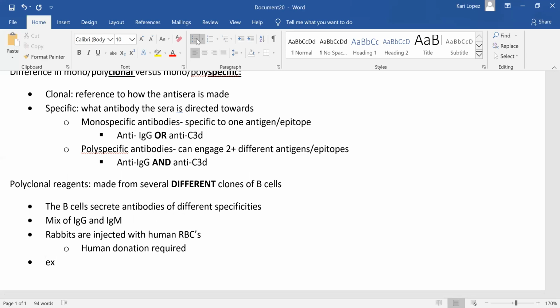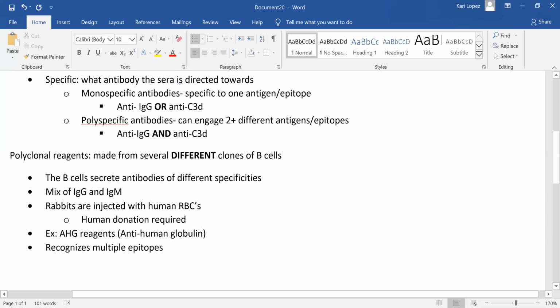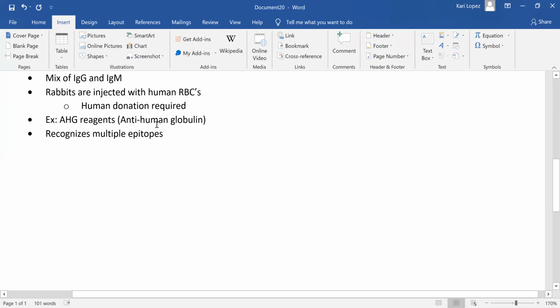Now an example is going to be your AHG reagent, or anti-human globulin reagent. And now these may be directed at different epitopes of the same antigen. So it recognizes multiple epitopes. So now I'm going to insert this drawing I made for it, and hopefully it'll make it a little more clear.